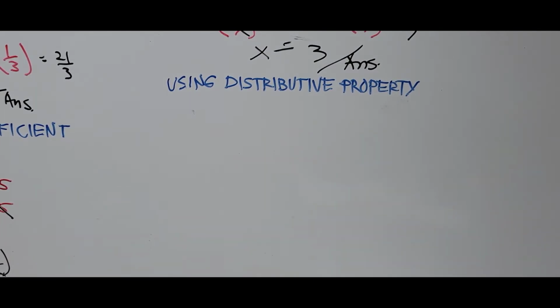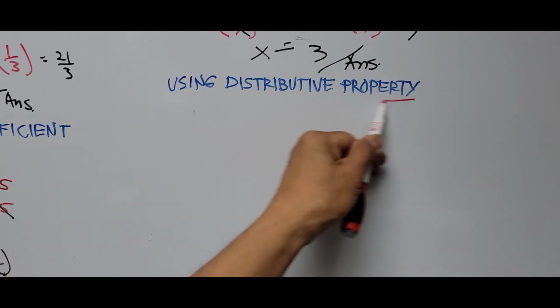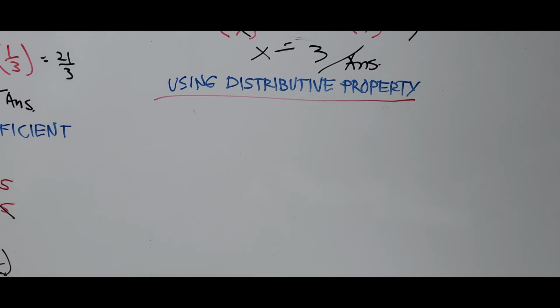Next one is we'll be using the distributive property of multiplication over addition. If you remember, I have a separate video discussion about the properties of numbers. If you have not seen that video yet, you may go back and review that video on properties of numbers. But anyway, since we're using it right now, I'll be showing you how that works. So let's do this example.